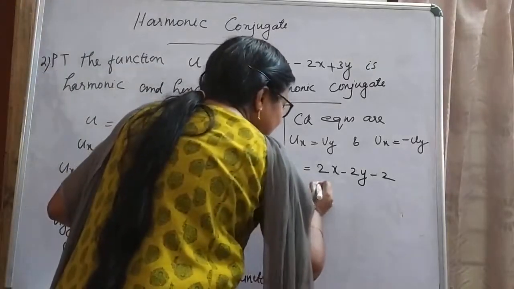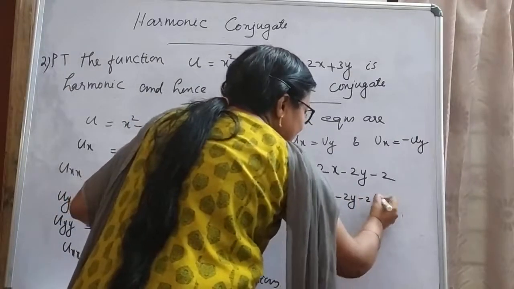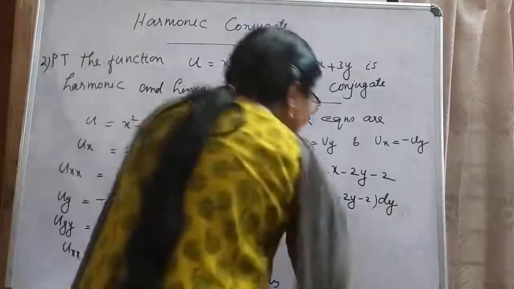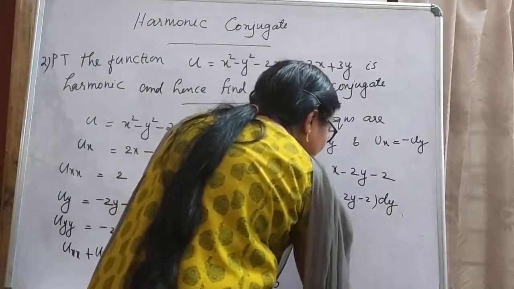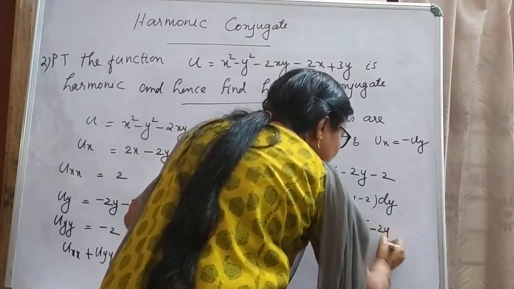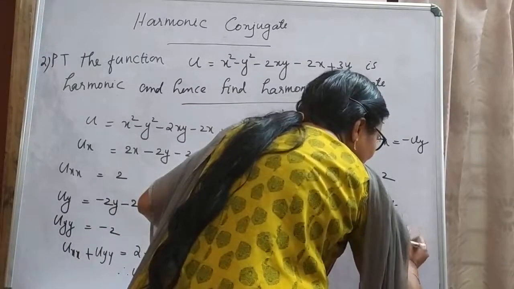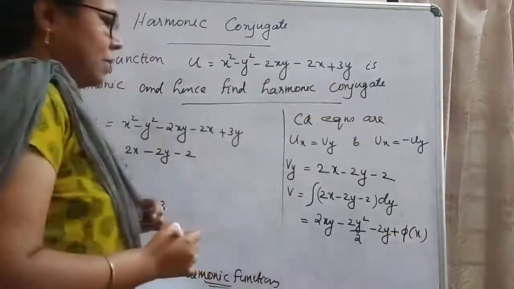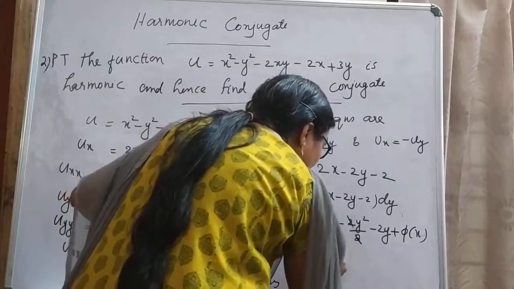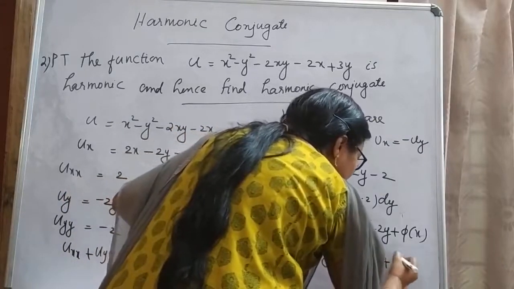Here v is the integral of 2x minus 2y minus 2 with respect to y, dy, which we get as v equal to 2xy minus 2y square by 2 minus 2y plus a constant. The constant must be a function of x, that is phi of x. Here v equal to 2xy minus y square minus 2y plus phi of x.